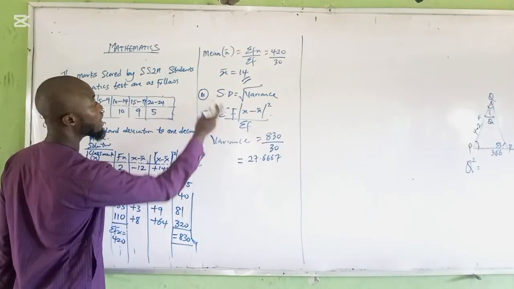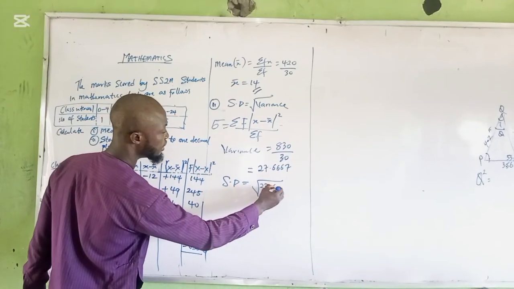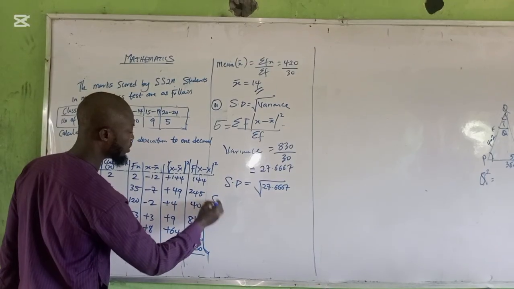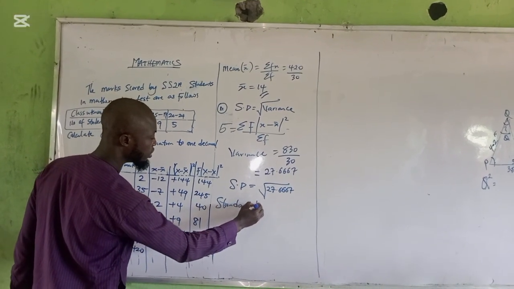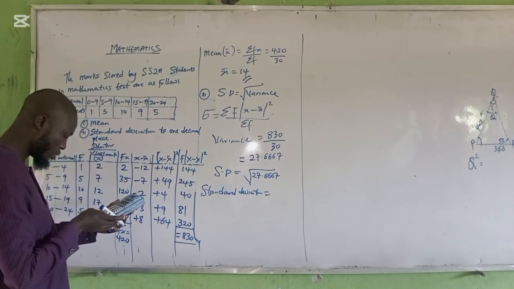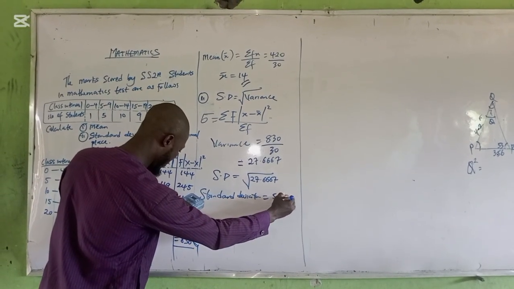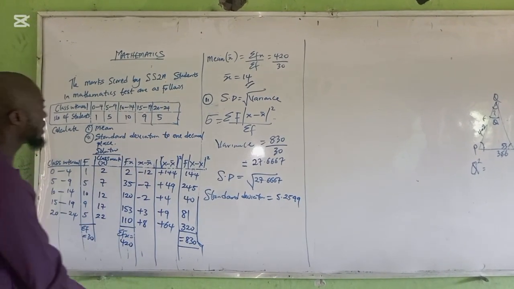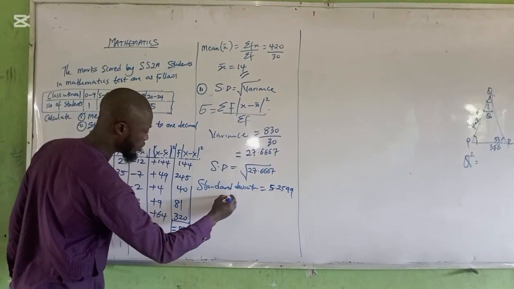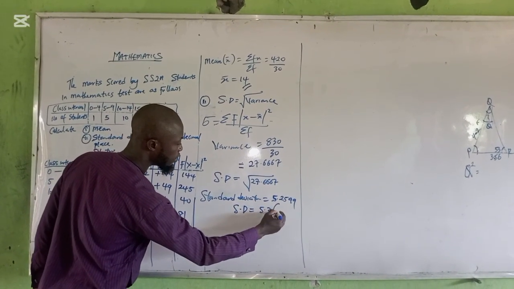Then we can calculate the standard deviation, which is the square root of the variance, the answer that we got here, 27.6667. Our SD means standard deviation. Let me write it in full here: standard deviation equals the square root of 27.6667, which is 5.2599. To one decimal place, the final answer for the standard deviation will be 5.3.